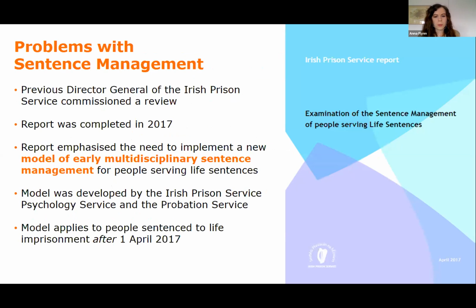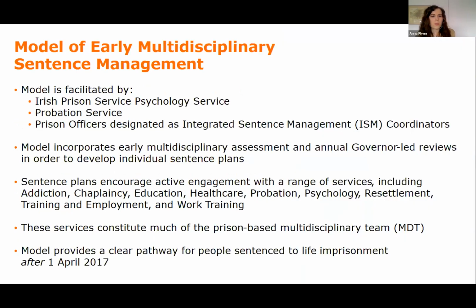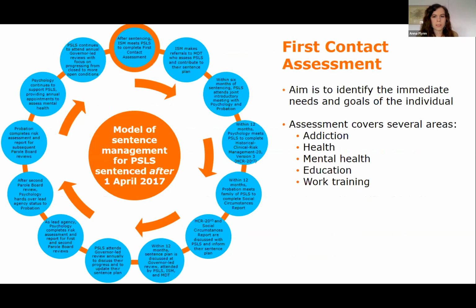The model was developed by the Irish Prison Service Psychology Service and the Probation Service, and it applies to people sentenced to life imprisonment after the 1st of April 2017. It is facilitated by the Psychology Service, the Probation Service, and prison officers designated as integrated sentence management coordinators. The model incorporates early multidisciplinary assessment and annual governor-led reviews in order to develop individual sentence plans. These sentence plans encourage active engagement with a range of services, including addiction, chaplaincy, education, and these services make up the prison-based multidisciplinary team. The model provides a clear pathway for people sentenced to life imprisonment after the 1st of April 2017. And now I'm going to just outline some of the key stages of the model.